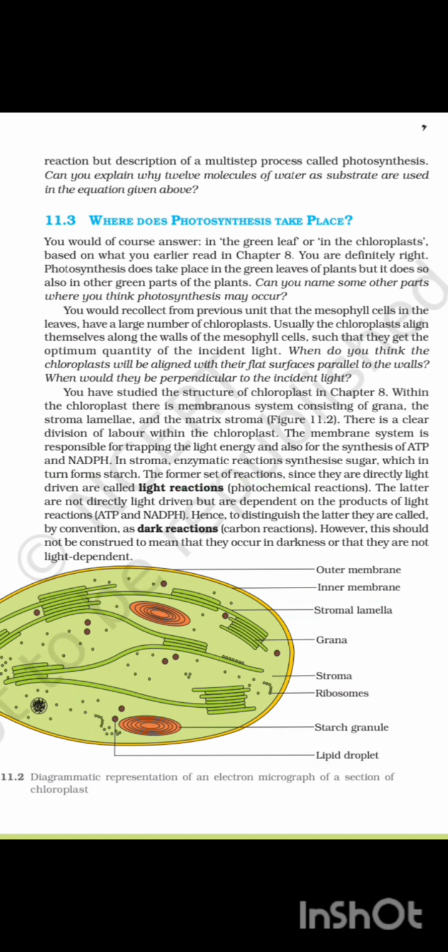The former set of reactions, since they are directly light driven, are called light reactions, or photochemical reactions. The latter are not directly light driven but are dependent on the products of the light reaction, ATP and NADPH. Hence, to distinguish the latter, they are called by convention the dark reactions, or carbon reactions. However, this should not be construed to mean that they occur in darkness or that they are not light dependent.